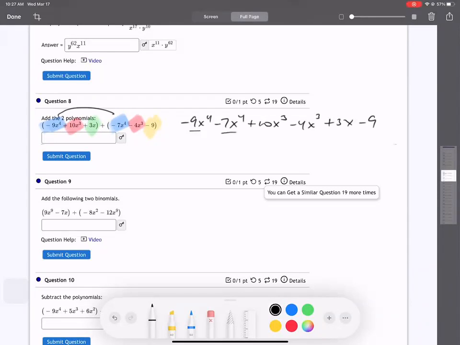These like terms combined, that's negative 16x to the 4th. Like terms combined, 10 minus 4 is 6x cubed. 6 third graders. I have 3 first graders and 1 kindergartner.